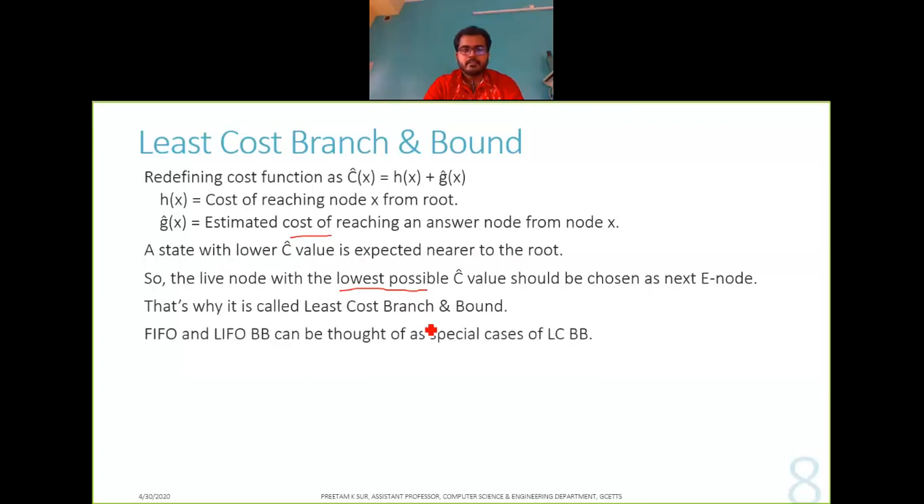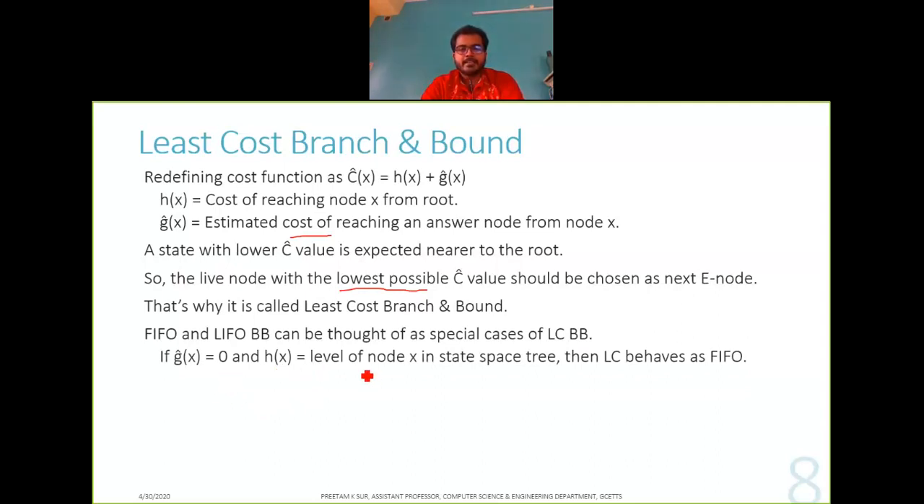And we can also consider that FIFO and LIFO can be special cases of least cost branch and bound. So how? When g cap x is 0 and hx is the level of node x in the state space tree, then least cost behaves as FIFO. So what is it telling? Suppose this is a node. Okay, this is the root node. It has generated two children. Since these two children are at the same level 1, hx will be 1 for these two children.